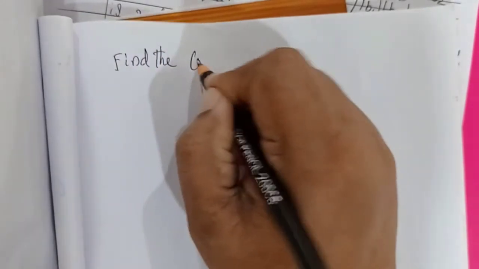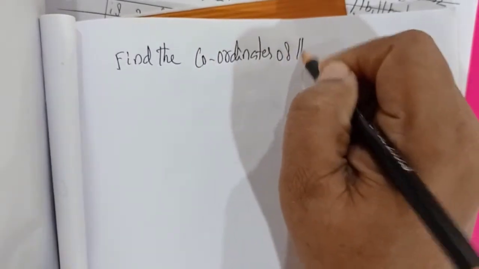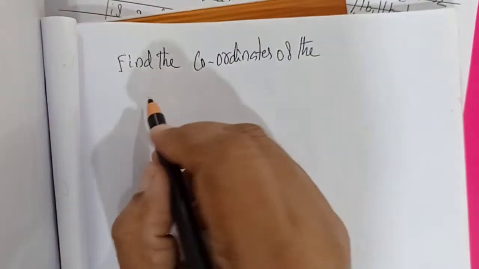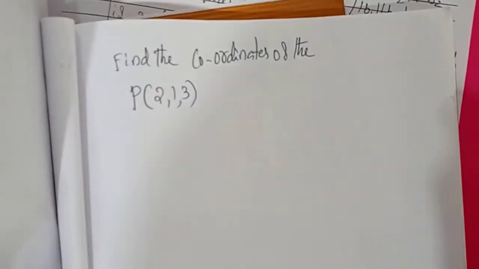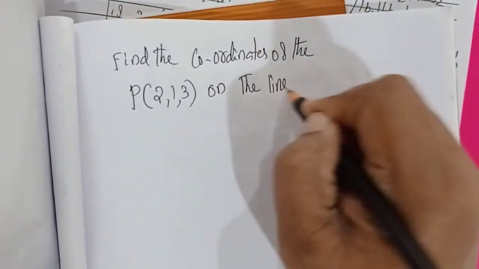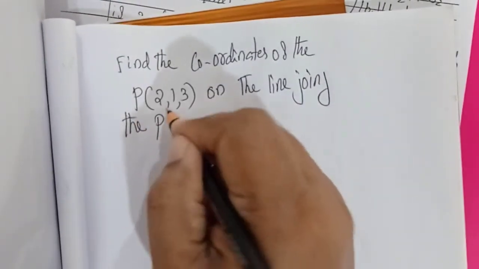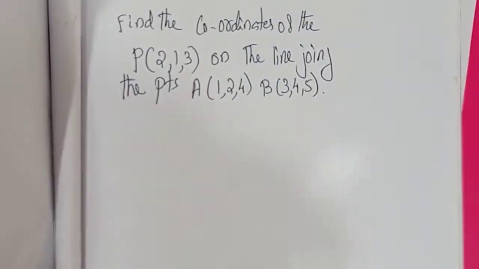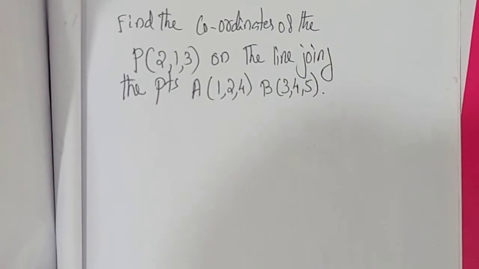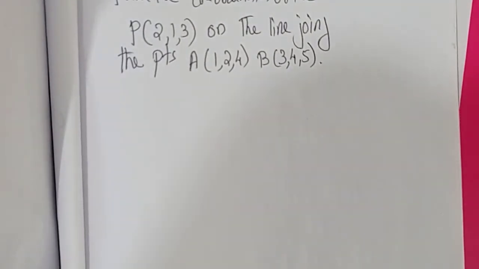Find the coordinates of the foot of the perpendicular from P (2, 1, 3) on the line joining the points A (1, 2, 4) and B (3, 4, 5). Very important question. Find the coordinates of the foot of the perpendicular from the point P 2, 1, 3 on the line joining the points A 1, 2, 4 and B 3, 4, 5.